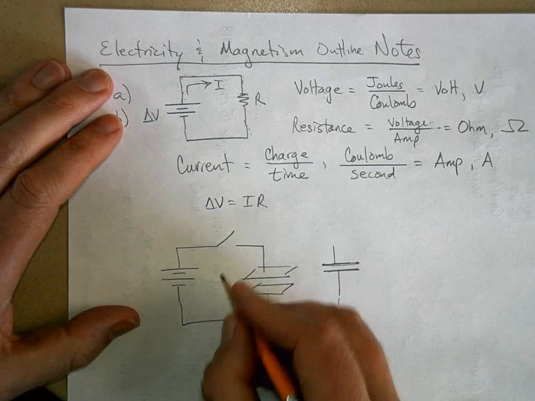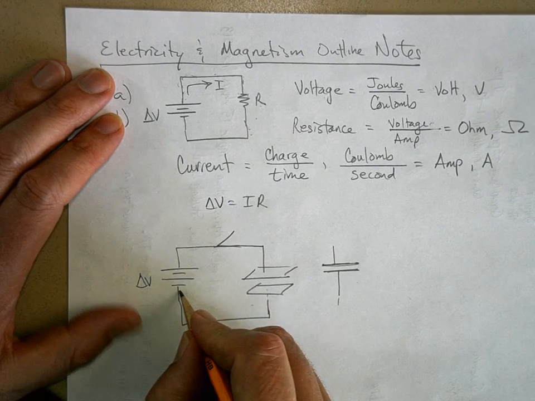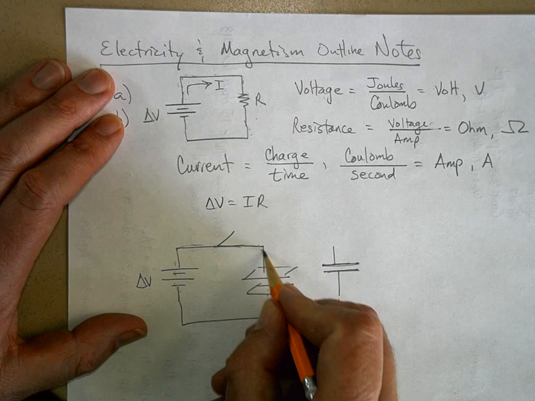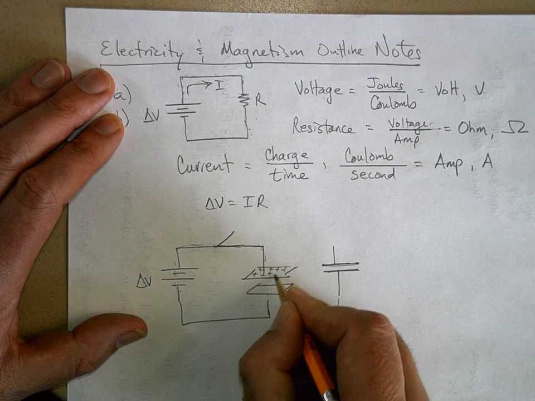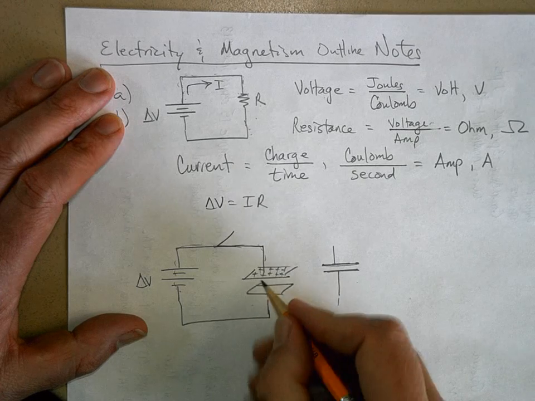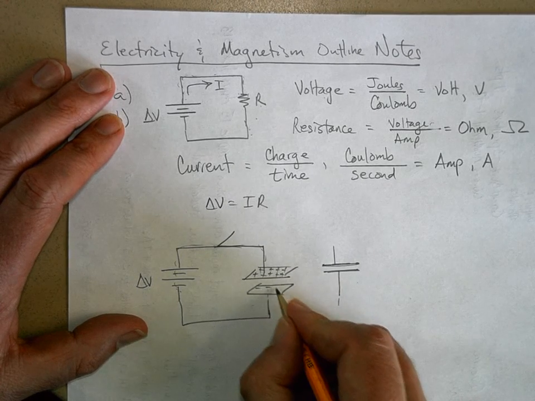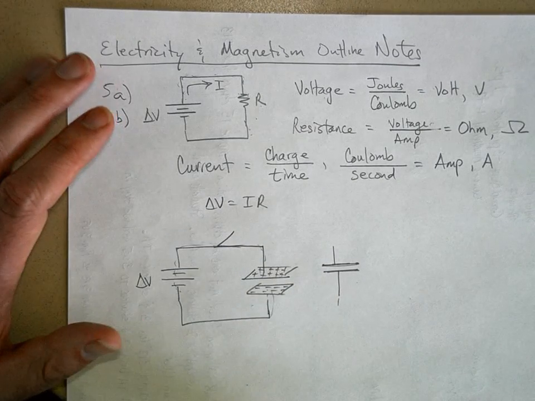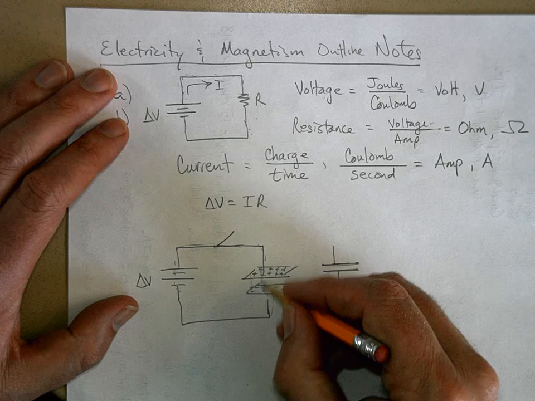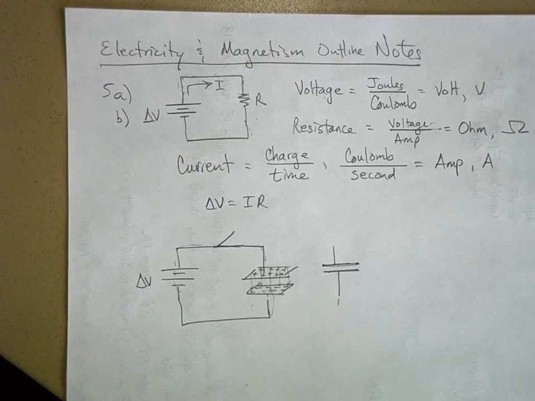Now when you close this switch, here's our voltage. When you close this switch, this battery will push charges and it will fill up this plate with charge. Now it also extracts that charge from this plate, so you get a negative charge here, and in between them you get an electric field. Okay, that's what a capacitor is.